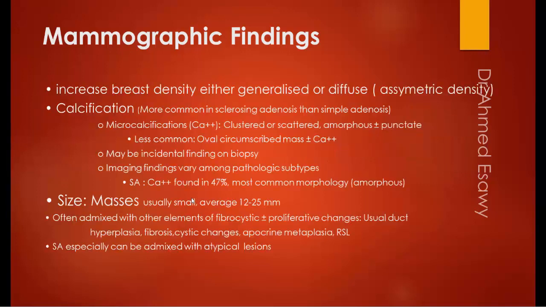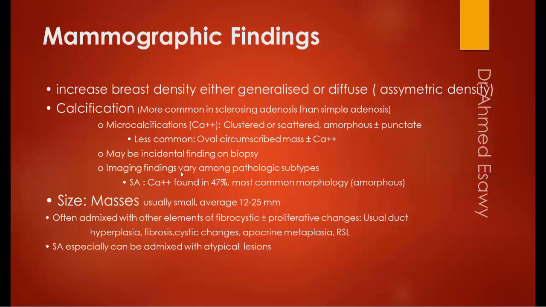Mammographic findings in fibroadenosis: increased breast density, either generalized or diffuse asymmetric density; calcification, more common in sclerosing adenosis than simple adenosis; microcalcification, clustered or scattered, amorphous or possibly punctate; less commonly an oval circumscribed mass with or without calcification. May be an incidental finding in biopsy, microcalcification.